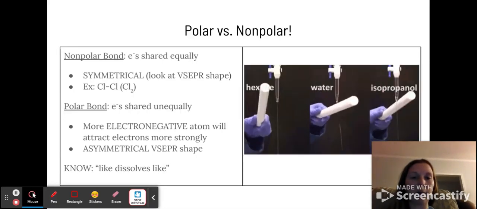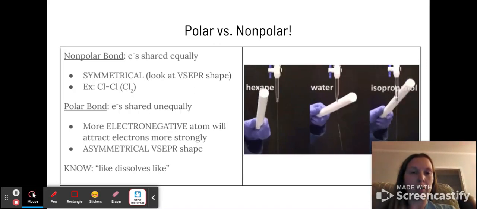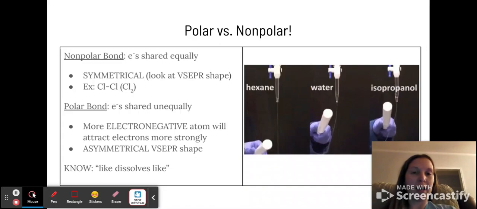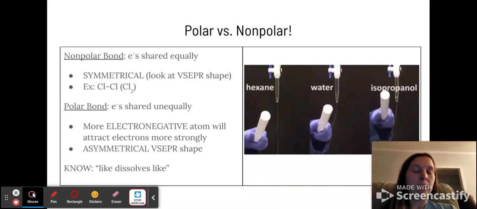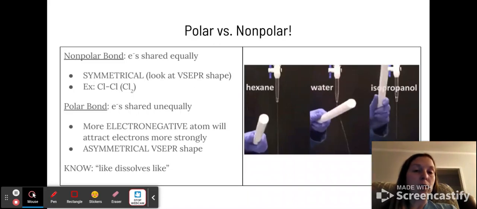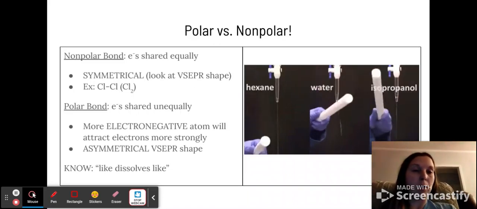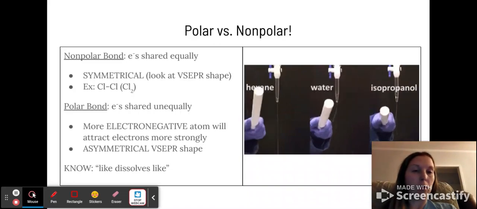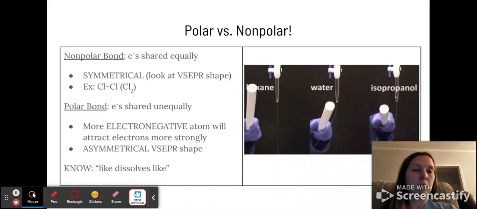So here are some examples of polarity. They've got a charged tube that they are putting near these samples. As you can tell, hexane is not bending towards that charged tube, which would be a nonpolar bond. Water is extremely polar because it's bending towards that charged tube. And then isopropanol does show some polar properties because it also bends towards the charged tube.